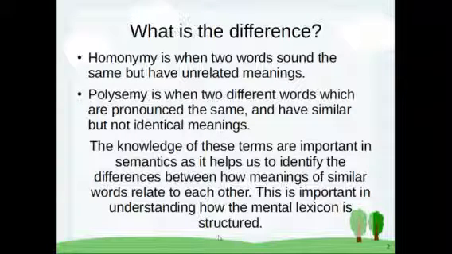So what is the difference between the two? Homonymy is when two words sound the same but have unrelated meanings. Polysemy is when there are two different words which are pronounced the same but have similar but not identical meanings.